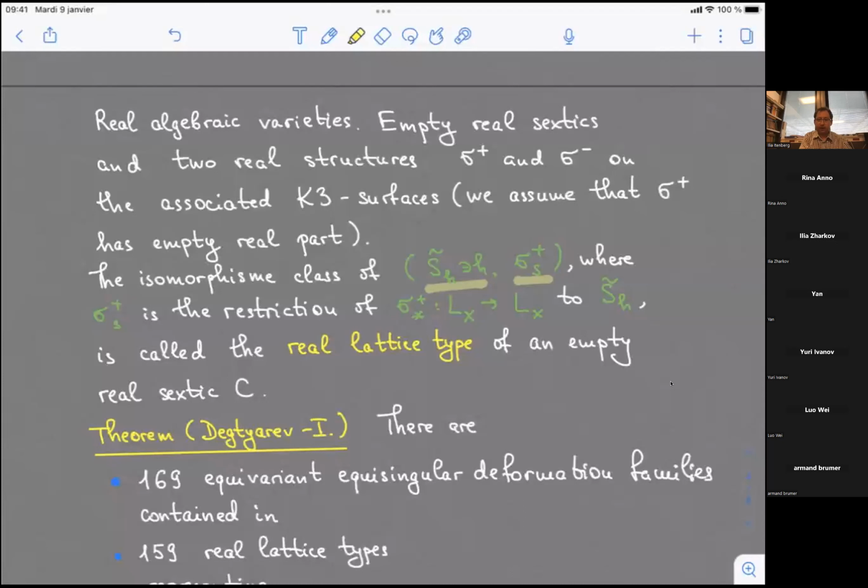Is there a Torelli theorem for families? I will come to Torelli a little bit later, ahead of me. The Torelli theorem is a statement.